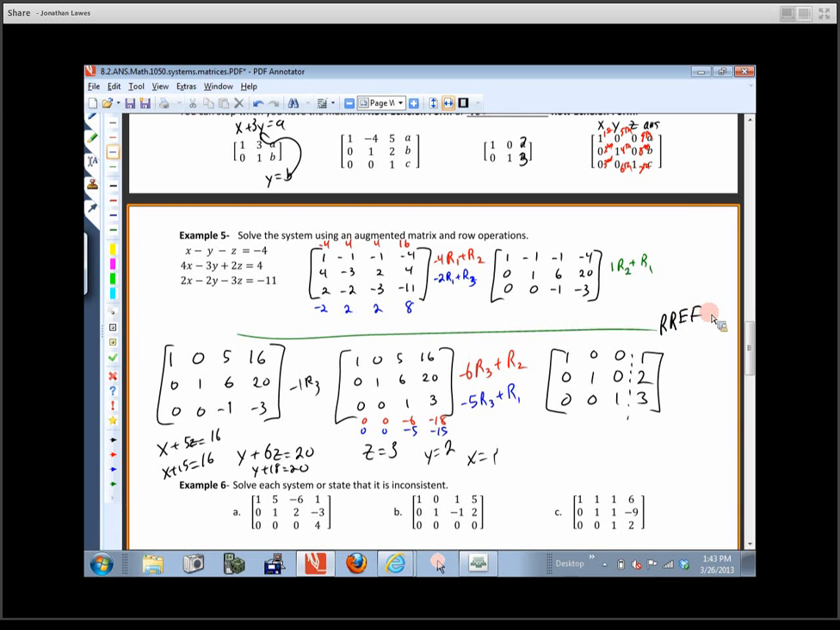And the nice thing about reduced row echelon form is you can look at this and read off the answer. So there's only one 1 here. It's in this row in this position. So x is equal to 1, y is equal to 2, and z is equal to 3. So our solution, if we were to write this as a point, would look like this. x is equal to 1, y is equal to 2, z is equal to 3. Okay, are there any questions?